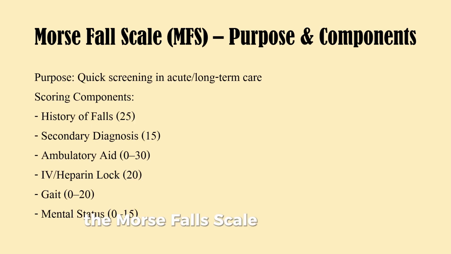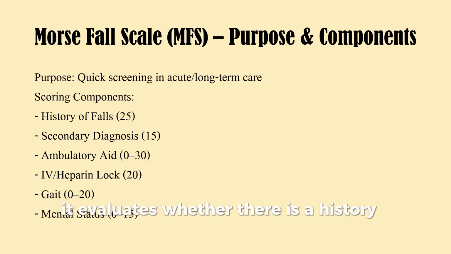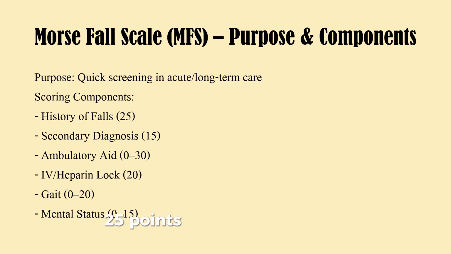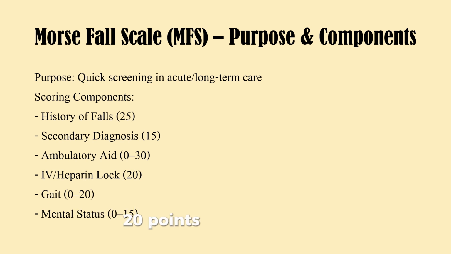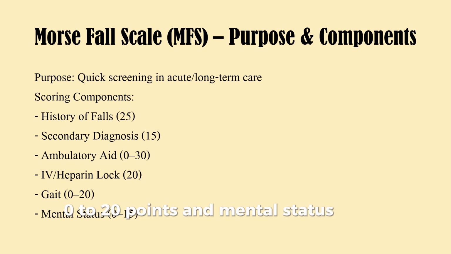The Morse Fall Scale (MFS) is a quick acute and long-term care screening tool. It evaluates whether there is a history of falls, 25 points; secondary diagnoses, 15 points; the type of ambulatory aid used, 0 to 30 points; the presence of an IV or heparin lock, 20 points; the gait pattern, 0 to 20 points; and mental status, 0 to 15 points.